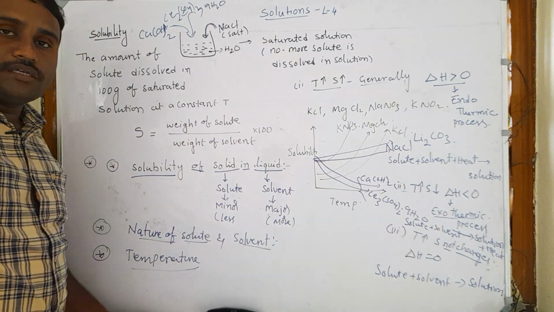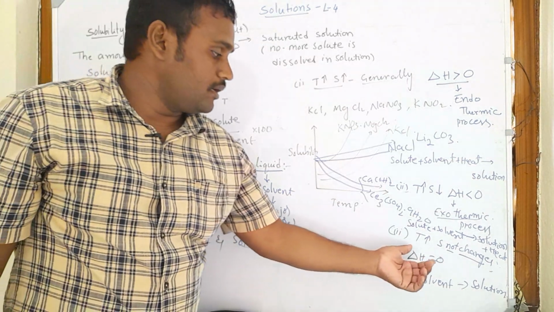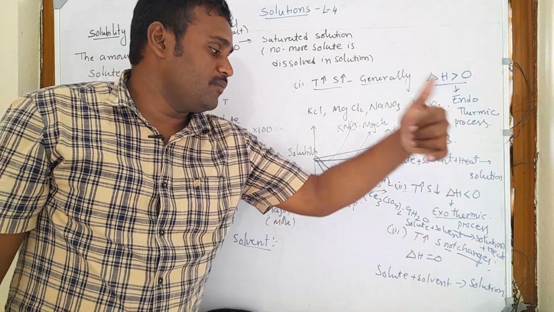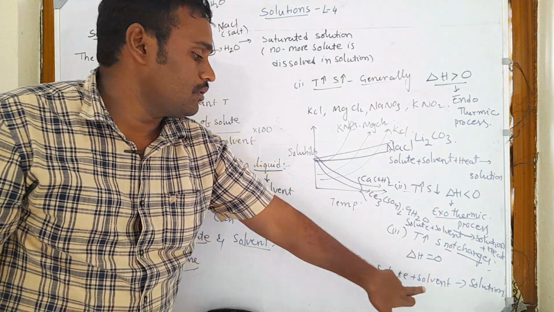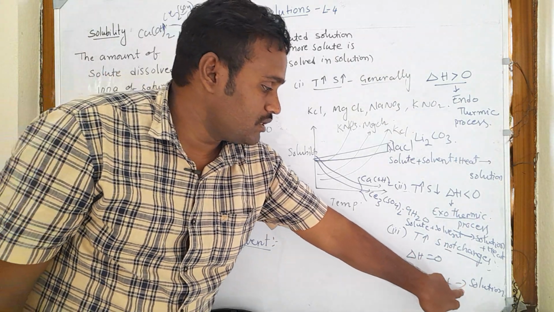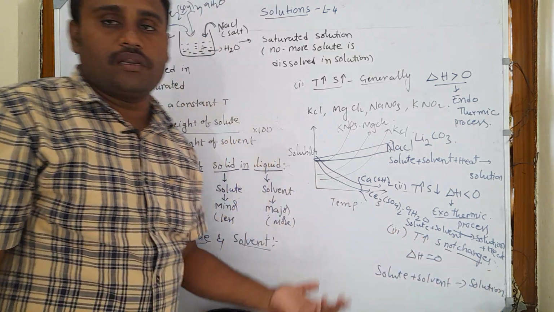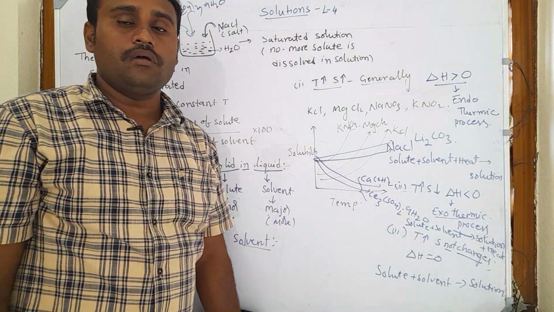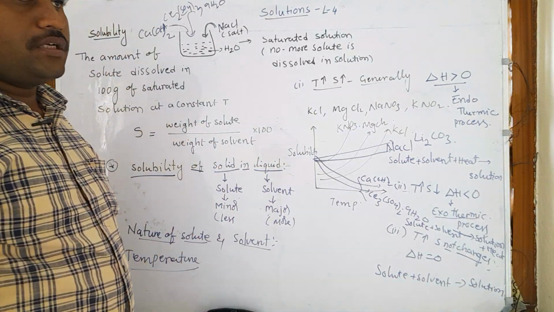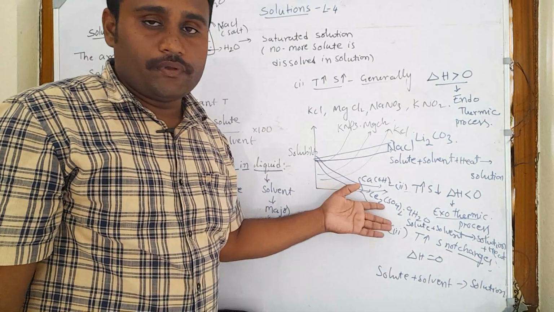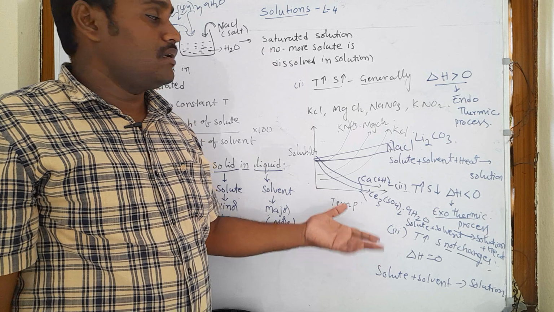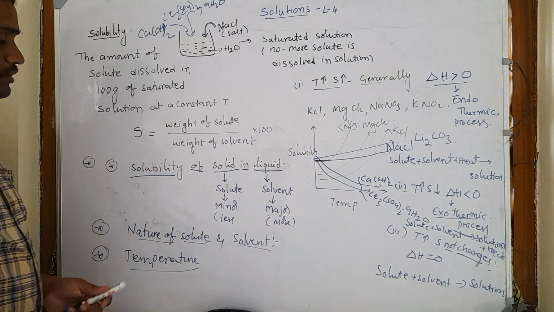And the third condition is also there. What is the third condition? Temperature increases, solubility does not change, that is, delta H equals 0. Here solute plus solvent gives rise to solution. There is no question of heat energy. Heat energy is neither absorbed nor released. So even if we increase or decrease the temperature, solubility does not change.